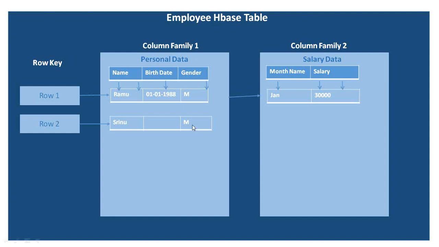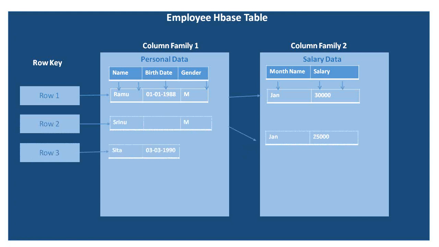For that purpose I'm saying that if I want, I can skip this column, and if I want to add one more column, I can add it. Like this, if I want to skip this gender, I can skip it, and if I want to add one more column here for a particular row, I can provide the data for that column. So that is about the column family.